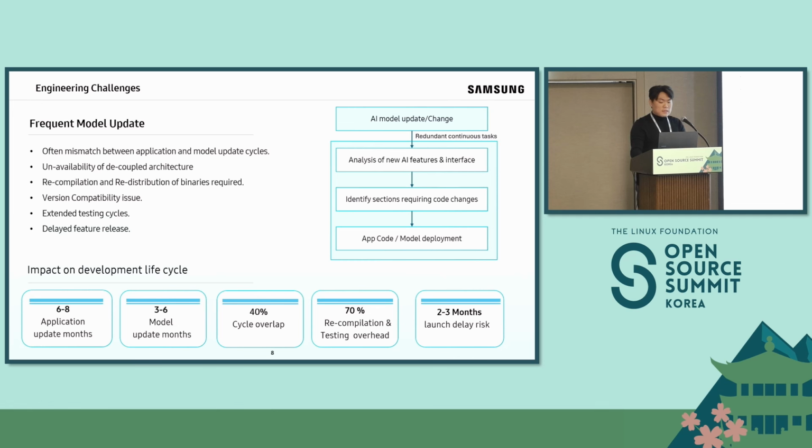But since the update cycle differed, the update schedule was aligned with the slower side. Additionally, to utilize the new layer added to the AI, we had to request an SDK update from the vendor, receive it, recompile the model to make it usable on the board, and then redistribute.